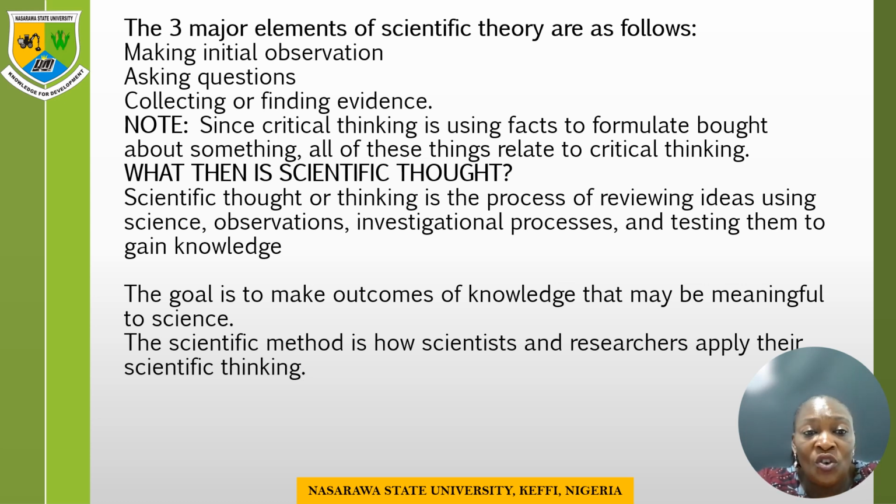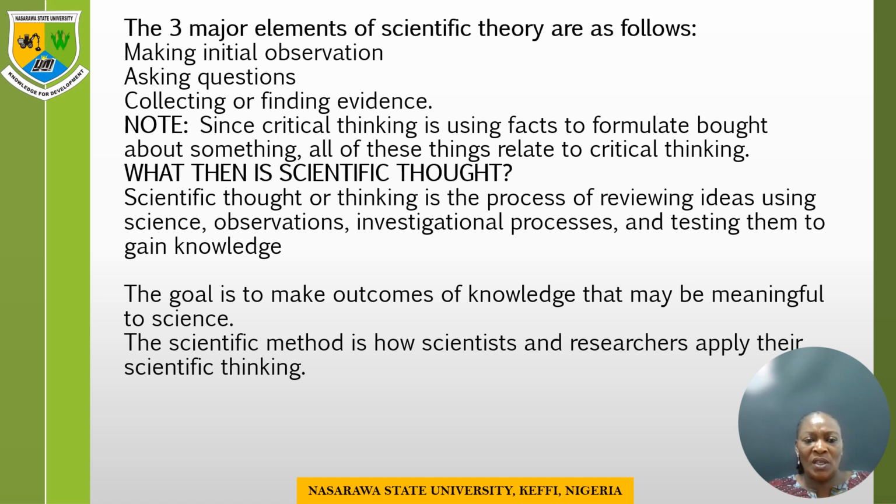You look at initial observation, you ask questions. Why do we have such kind of issues? Why do we have differences in what is happening? Why the changes? Why all those things? Then you collect and the collection and finding of evidence. Why? Because you don't make generalization without finding evidence. There must be evidence. There must be something to show for it. And that's why you go to the field, you carry out a research and come out with findings. Since critical thinking is using facts to formulate a thought about something, all of these things are related to critical thinking. You think critically, and of course, you observe, you carry out such kind of research.